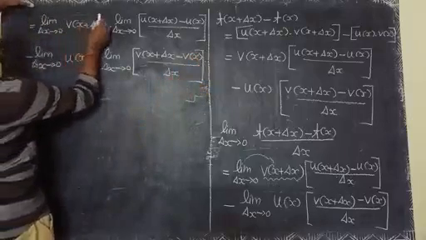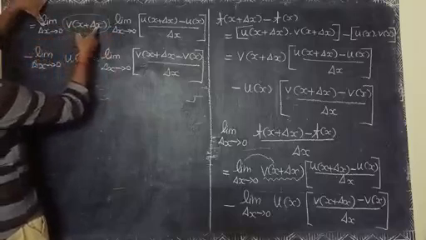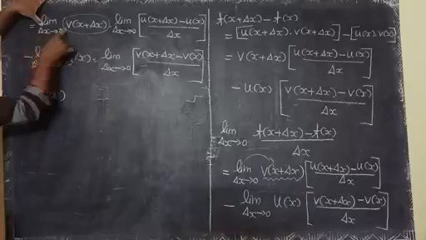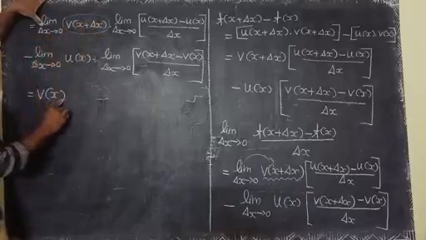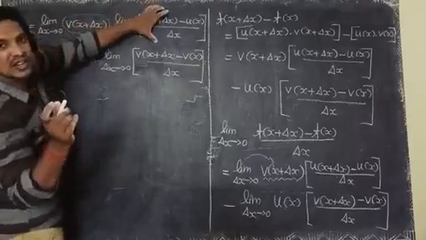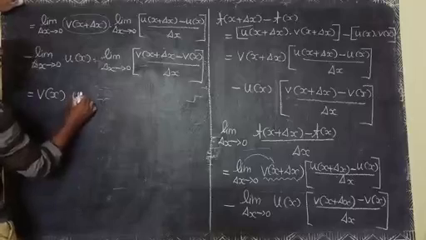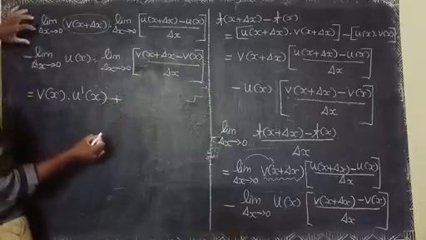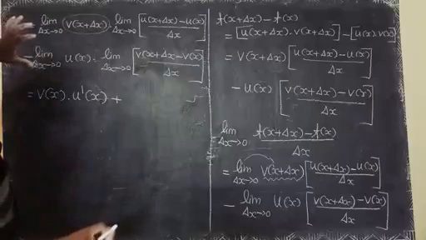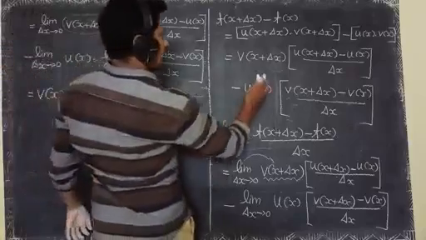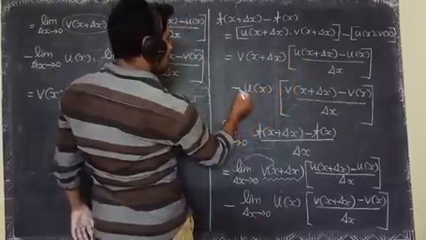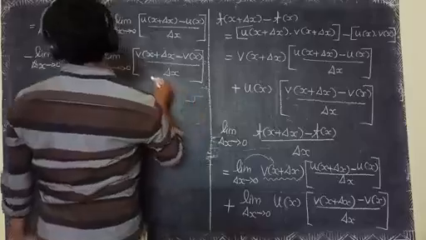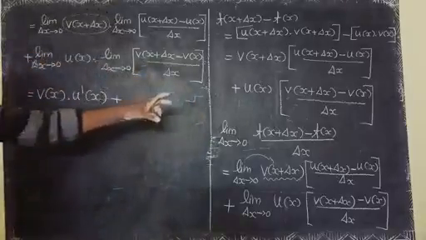Here this is the continuous function. Replace del x equal to 0, that is v of x. Replace del x equal to 0, 0 plus v of x is v of x. This is called the differentiation of u, that is u dash of x, product plus. Here, take outside: minus means, sorry, this is plus. This is a plus term, this is a plus term.